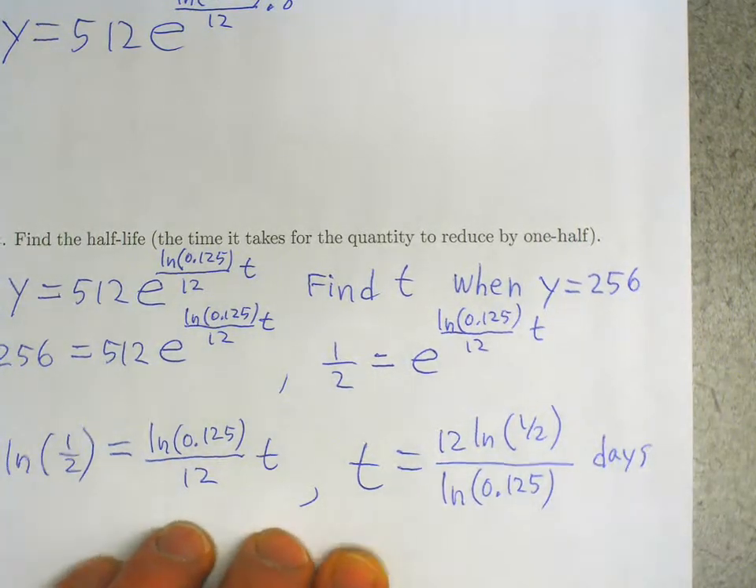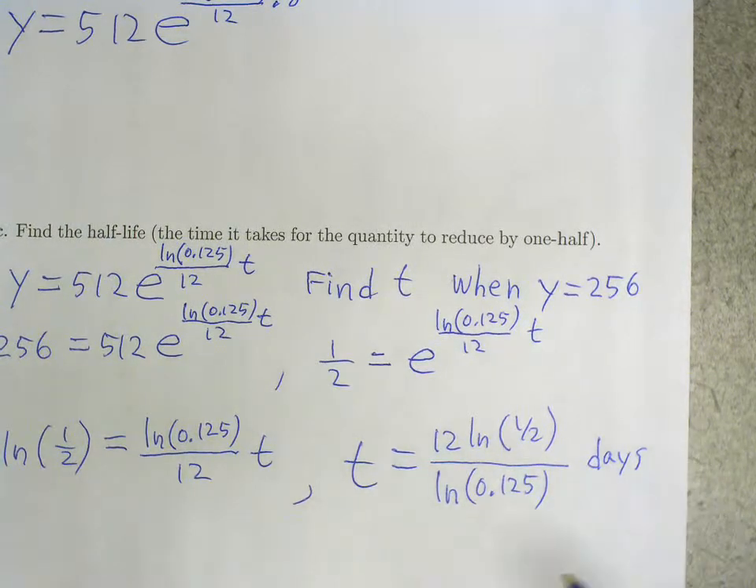And just for practice, notice that this is a positive number. 12 is obviously positive. The natural log of 1/2 is negative, and the natural log of 0.125 is negative, so it is a positive number.